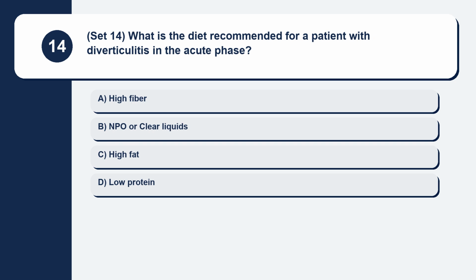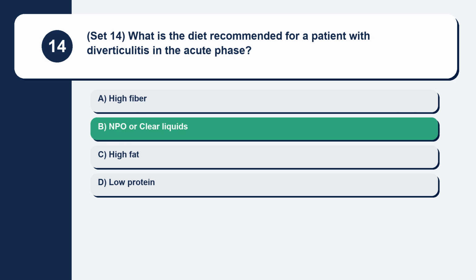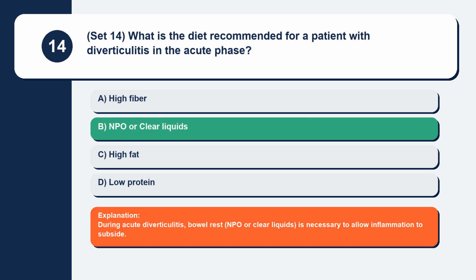Question 14. Set 14. What is the diet recommended for a patient with diverticulitis in the acute phase? High fiber, NPO or clear liquids, high fat, low protein. During acute diverticulitis, bowel rest, NPO or clear liquids, is necessary to allow inflammation to subside.